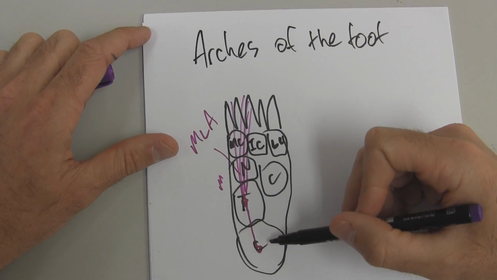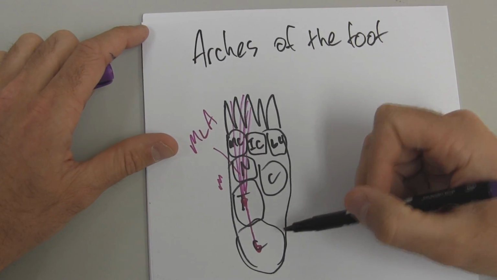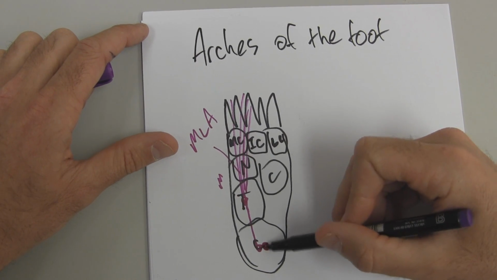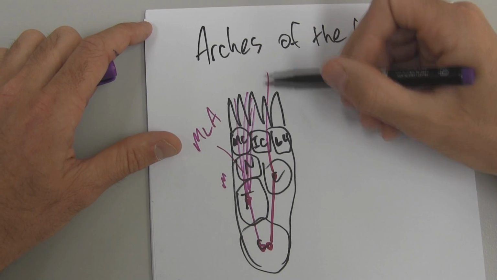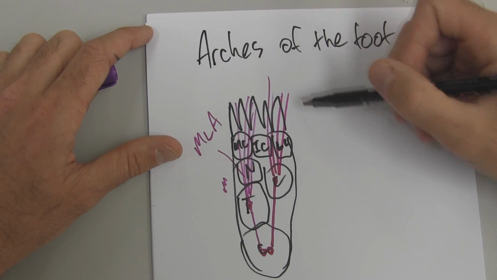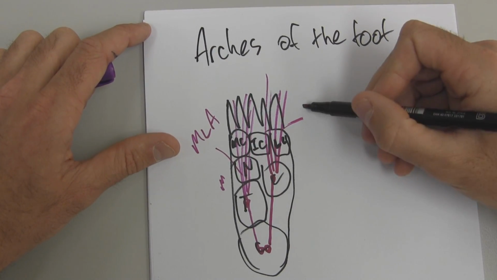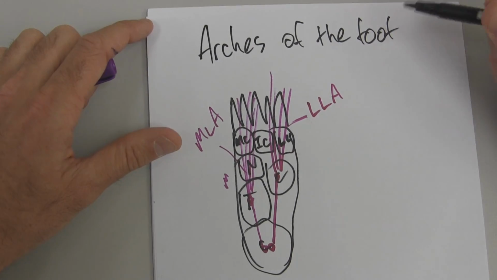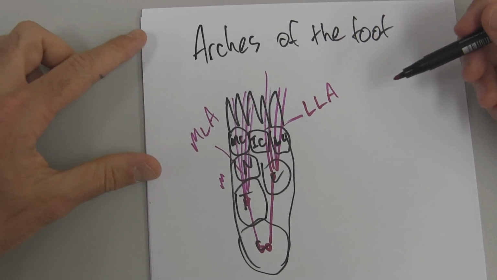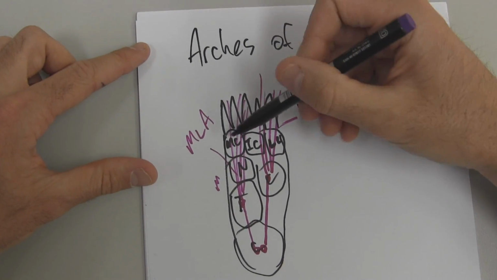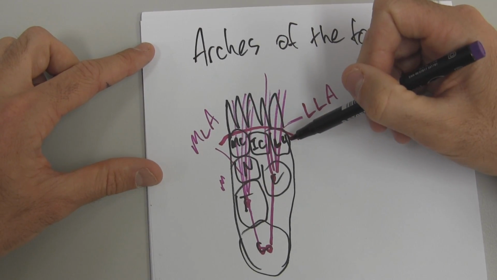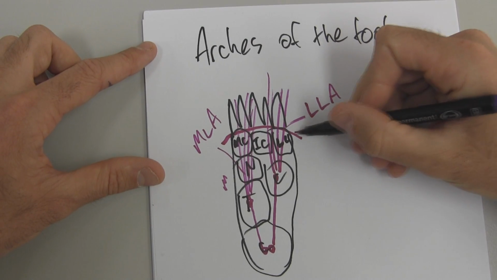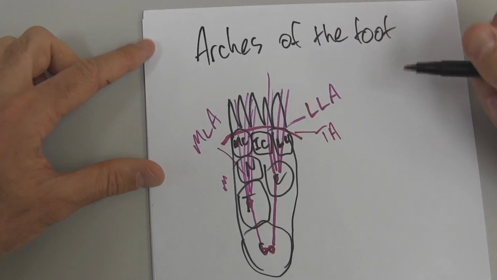Now we've got another arch that runs from the calcaneus to the cuboid and then descends to the remaining 2 metatarsals. And that's called the lateral longitudinal arch. So it starts at the calcaneus, it rises to the cuboid and then descends to the remaining 2 metatarsals. That's the lateral longitudinal arch. And the final arch is called the transverse arch, which occurs at the juncture between the tarsal bones and the metatarsals.